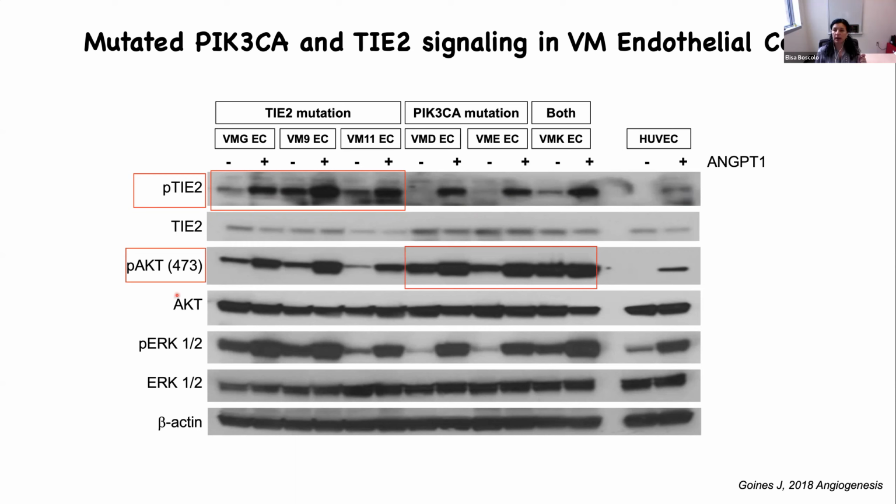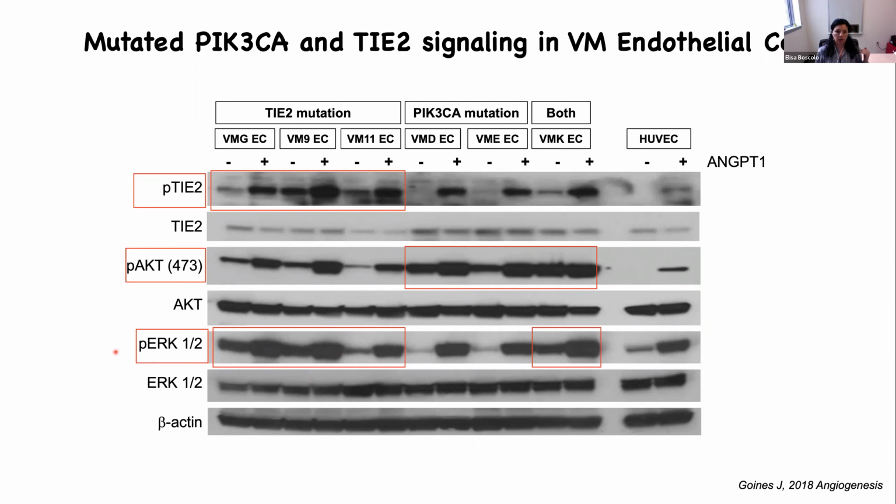Next, we look at AKT. In terms of AKT, you can see that also the Tie2 mutant endothelial cells have a constitutive activation of AKT, but this is even higher in the PIK3CA mutant ECs. And when you have both mutations, this is synergistic, it's increased even more.